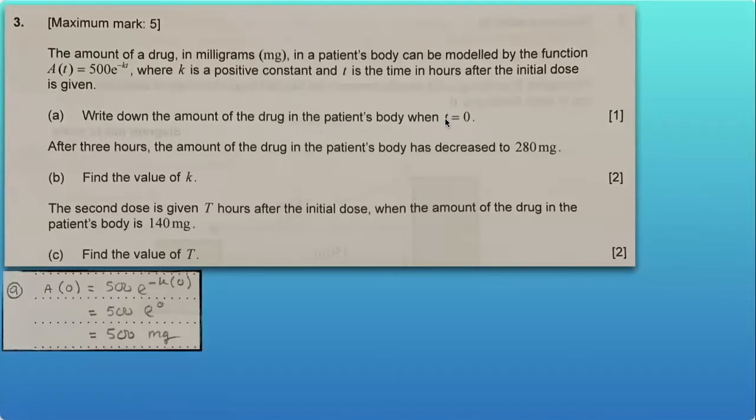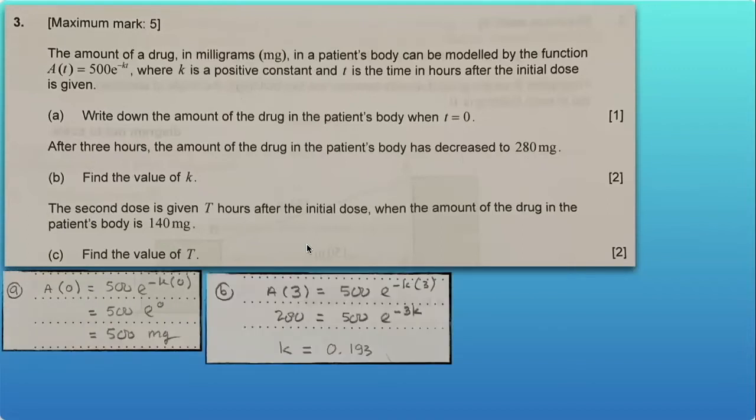Now, this is very straightforward. You substitute T is equal to 0 into this function, like so. Therefore, the amount of drug is equal to 500 milligram. Next question. After 3 hours, the amount of the drug in the patient's body has decreased to 280 milligram. Find the value of K.